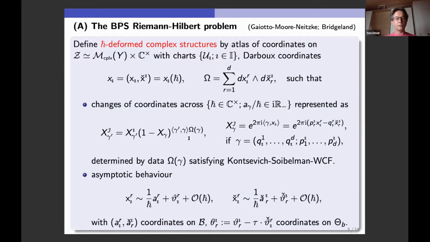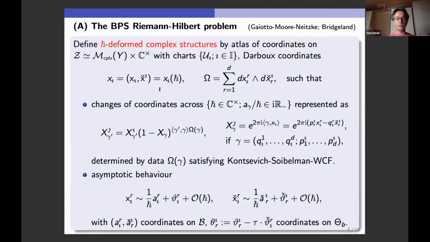So we want to define the H-bar deformed complex structures by an atlas of coordinates on the space we have been talking about, a collection of charts. And in these charts, we have Darboux coordinates, and these define the complex structure in the usual sense, namely for each value of H-bar, we declare these to be holomorphic functions with respect to the complex structure so defined.